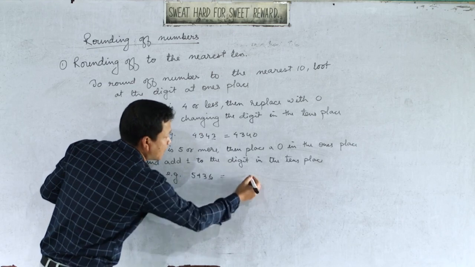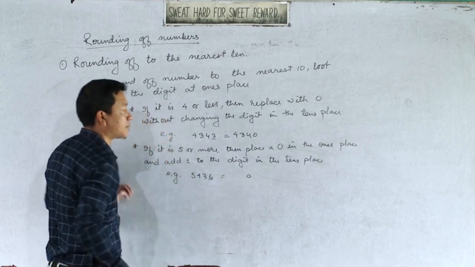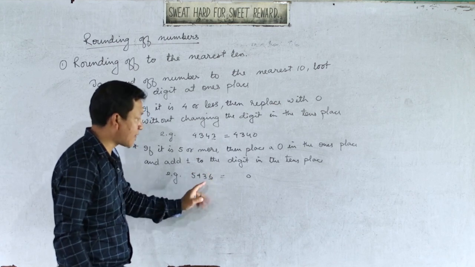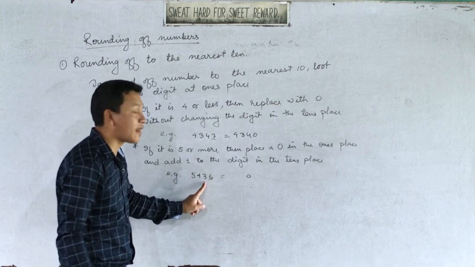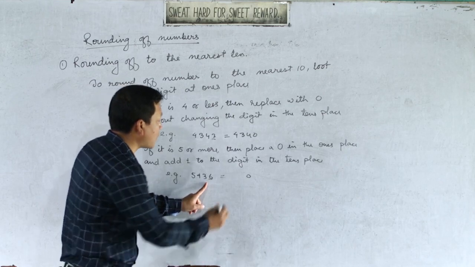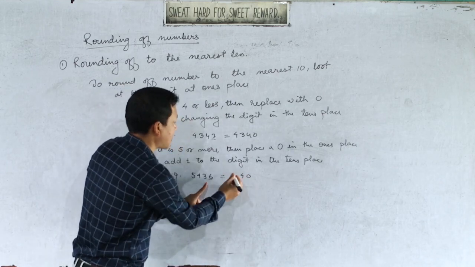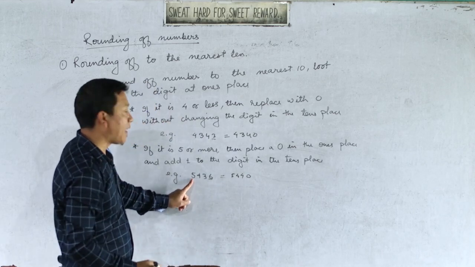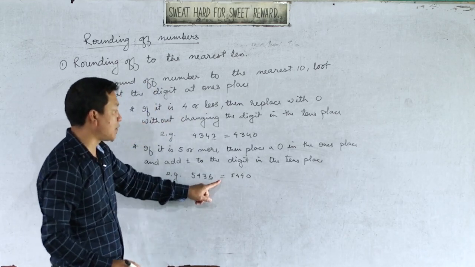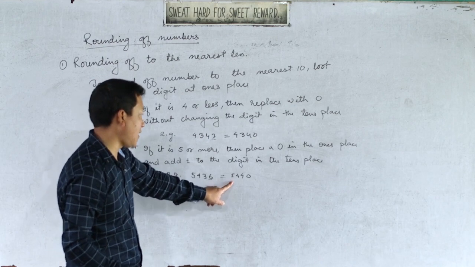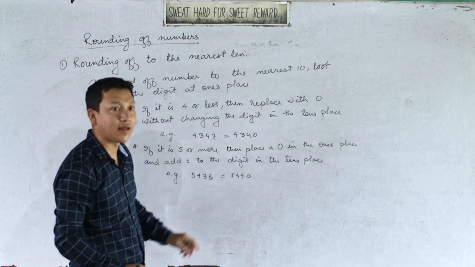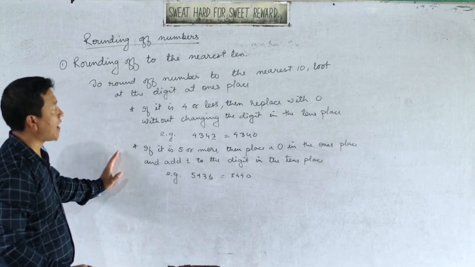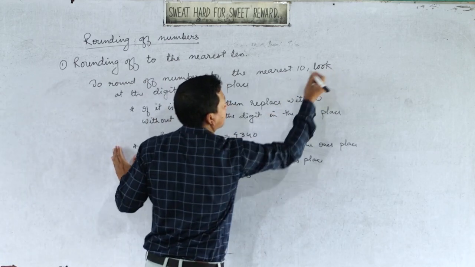The digit 3 in the tens place becomes 4. So 5436 rounded to the nearest 10 is 5440.